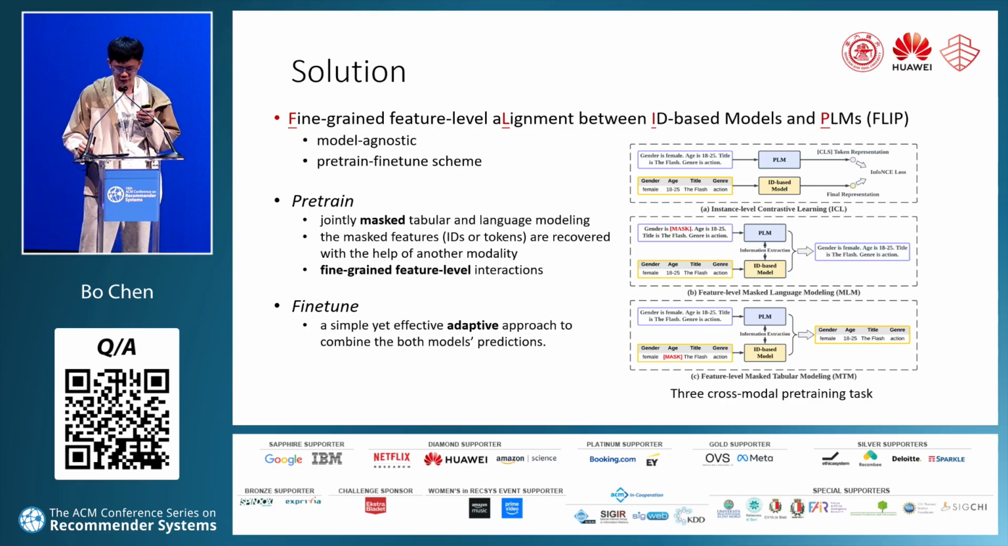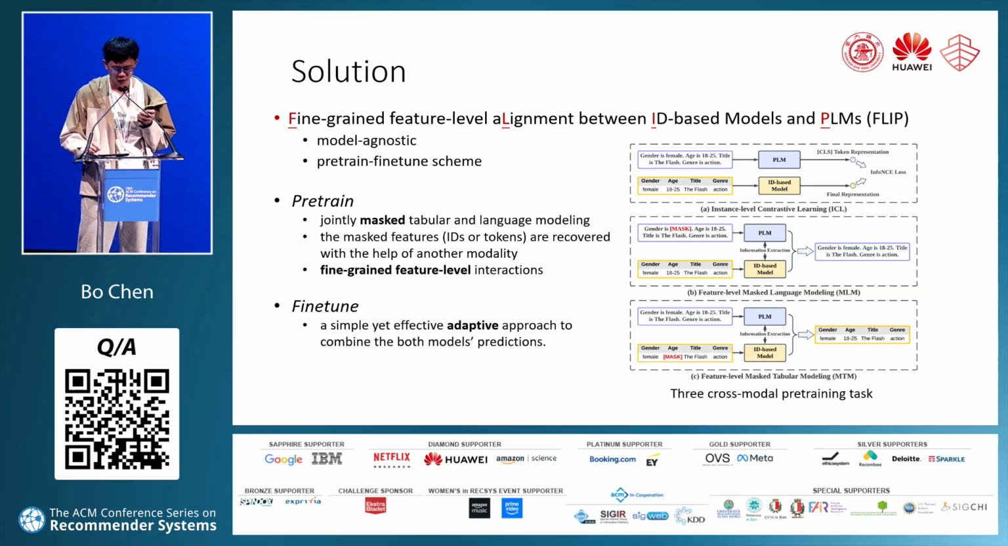The motivation is that both tabular and textual data have almost the same information of the raw data, but only in different formats. So in order to recover the masked features, each single model is forced to use the valuable knowledge embedded in the other model. In this way, we can achieve fine-grained feature-level interactions. And for the fine-tuning stage, we propose a simple but efficient approach to combine the predictions from both models for the downstream CTR prediction.